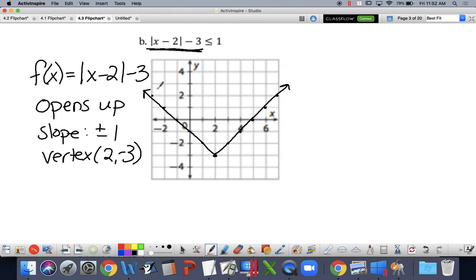So there's my absolute value equation there. The next thing I'm going to graph is this part here, which is just going to be the equation y is equal to 1. So now that we've had practice in the first example, we know y equal to 1 is just going to be a horizontal line. So I'm going to go ahead and graph that as well.